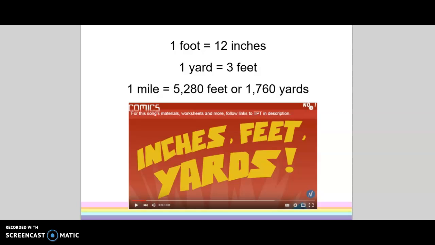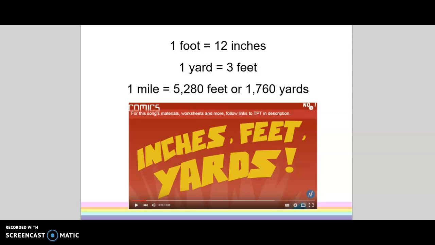1 foot is made up of 12 inches. We know inches is smaller, then we go to feet, then we go to yards, then we go to miles. So 12 inches makes up 1 foot. 1 yard is made up of 3 feet. 1 mile is made up of 5,280 feet or 1,760 yards. So those are the conversions that we need to know.